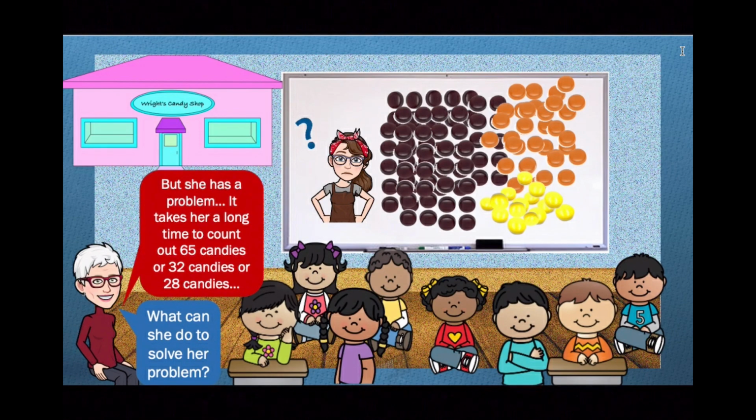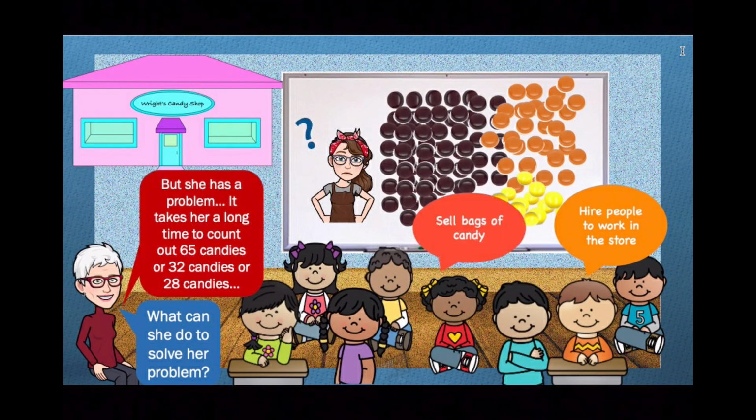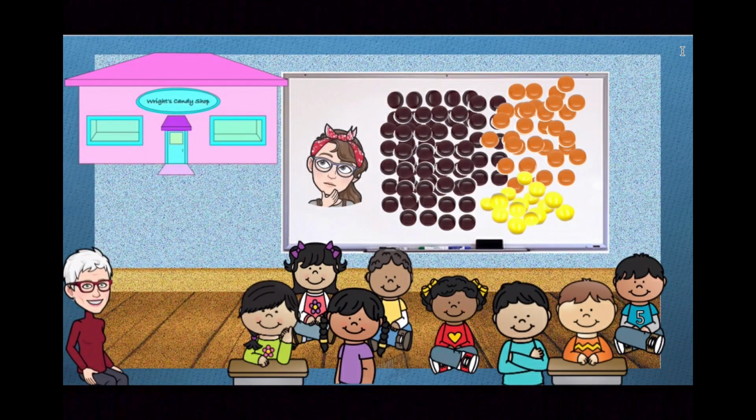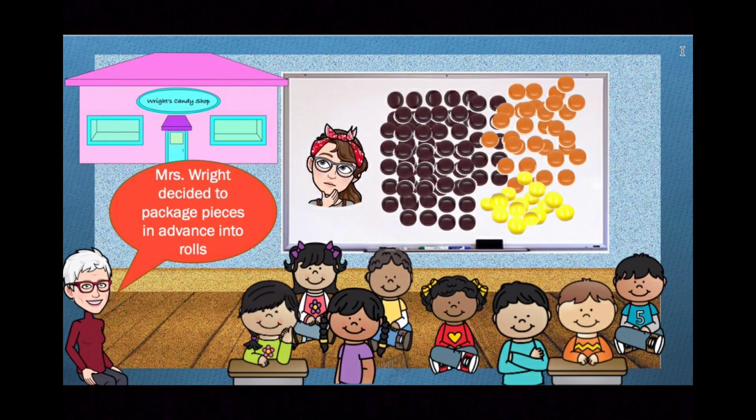At this point, the teacher invites students to make suggestions for how Mrs. Wright might solve her problem. Typically, suggestions include that she hire help or that she count out and prepackage candies in advance. The scenario continues by explaining that Mrs. Wright decides to count out and package candies in advance, and she decides to pack up candies into rolls.